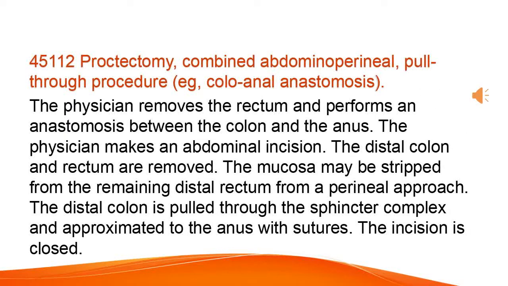Proctectomy, combined abdominoperineal, pull-through procedure, e.g., colostomy anastomosis. The physician removes the rectum and performs an anastomosis between the colon and the anus. The physician makes an abdominal incision. The distal colon and rectum are removed. The mucosa may be stripped from the remaining distal rectum from a perineal approach. The distal colon is pulled through the sphincter complex and approximated to the anus with sutures. The incision is closed.